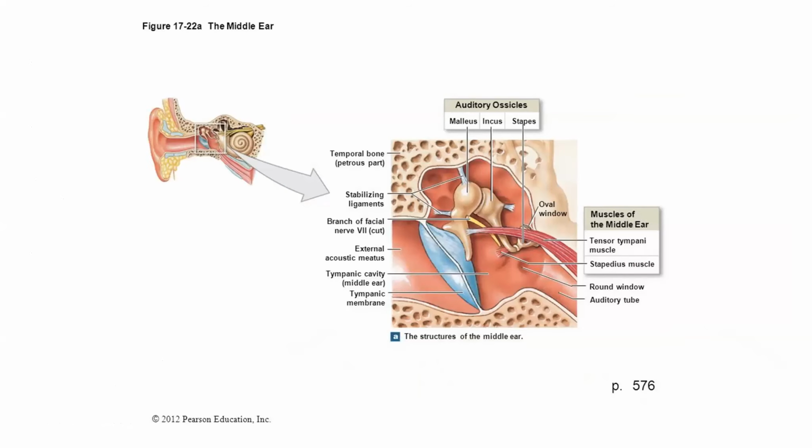So here's a close-up of the middle ear. We can see the malleus, incus, and stapes. And then we see the muscles here. The stapedius muscle attaches into the stapes, and the tensor tympani here attaches into the malleus. So it actually tenses up the eardrum here and restricts vibration of the malleus there. So these muscles tense and restrict movement of these ossicles when there's loud noise.